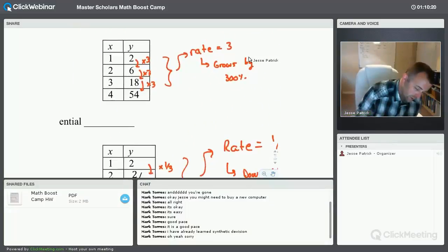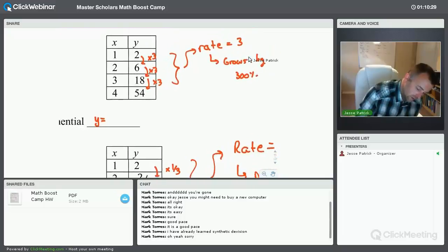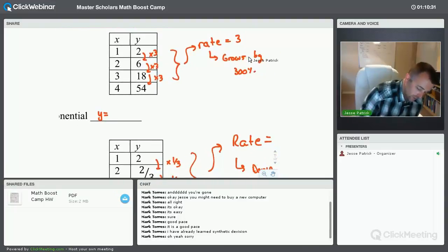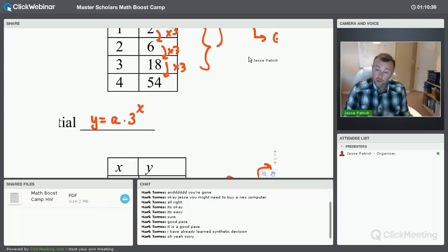So for example, I came up here, my rate was 3. You would just say y equals 3. Actually, that's not my initial value. This one doesn't have an initial value. I would show you how to do it. This one would be a times 3 to the x. That would be the equation.